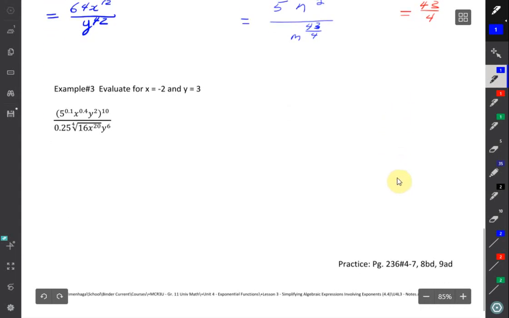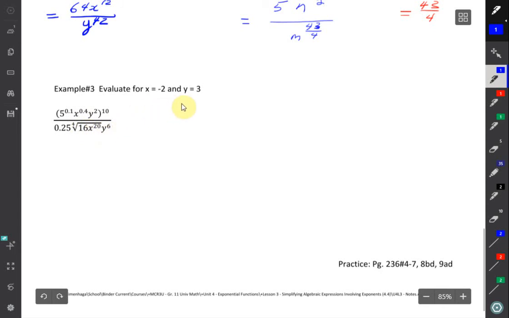Finally, the last example has to do with simplifying, and then in the end, taking specific values for the variables and evaluating. At this point, I just want to point out that it is true that you could substitute these numbers in here and then evaluate this all numerically. But we also want to practice applying our skill of simplifying and then substituting those numbers in.